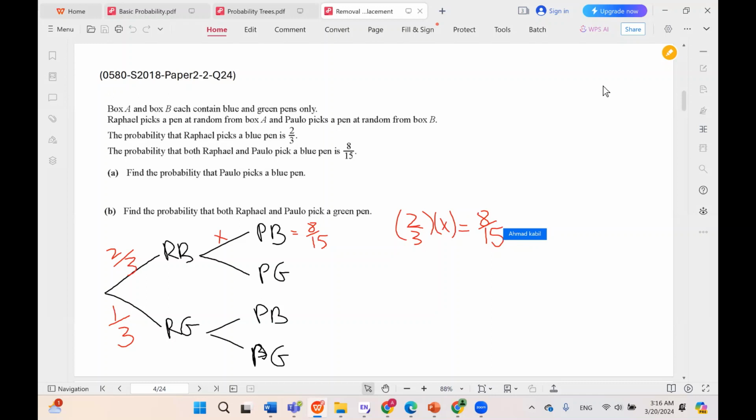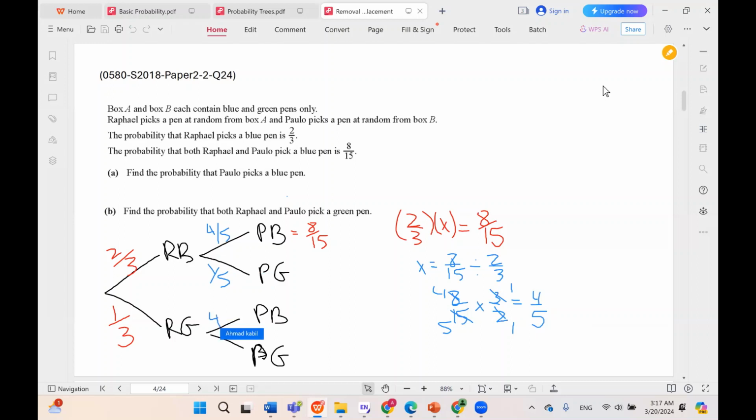So we can simply get X as 8/15 divided by 2/3. You can flip the second fraction and multiply instead. So 8/15 times 3/2. And this gets us 1 and 5 and 1 and 4. So the answer would be 4/5. So X here is 4/5. We can remove the X now. We can write instead 4/5 and 1/5.